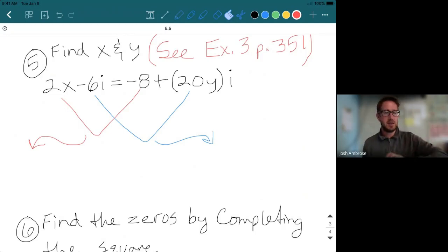I already started to diagram this, okay? Because you have 2 parts that will be considered real. That's done in red, the 2x and the -8. You also now have 2 parts that are considered imaginary. That's the -6i, that's the 20y connected with i. Anything connected to i is imaginary. If it doesn't have i, it's real. All right? So now pull those pieces out, separate them, and then it becomes very easy.